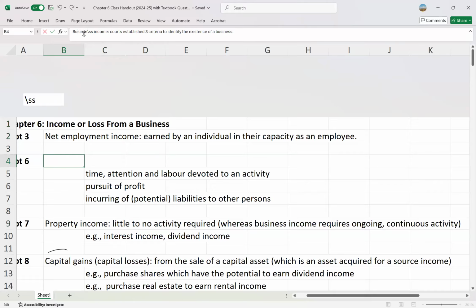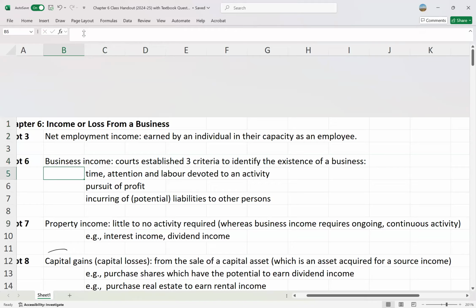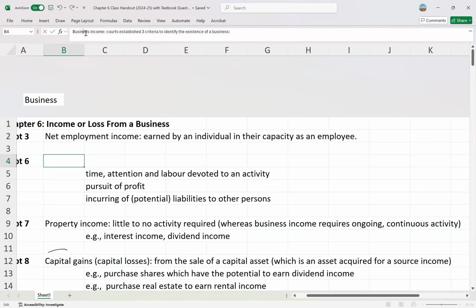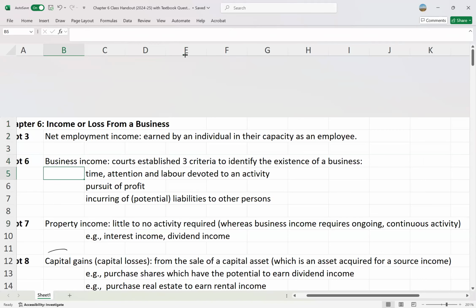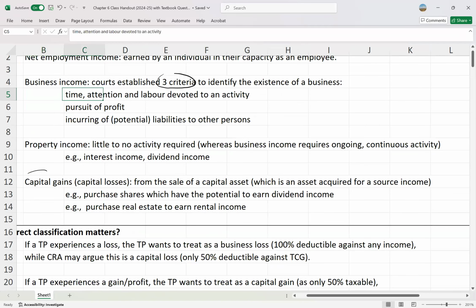When it comes to business income, the courts have basically said that these 3 criteria must be in existence in order for it to be characterized as business income. So the first one is there has to be a sufficient amount of time, attention, and labor devoted to an activity. What that basically means is that it must not be a passive activity.